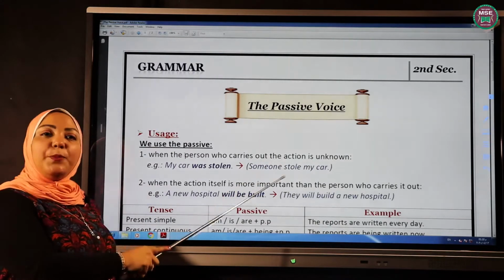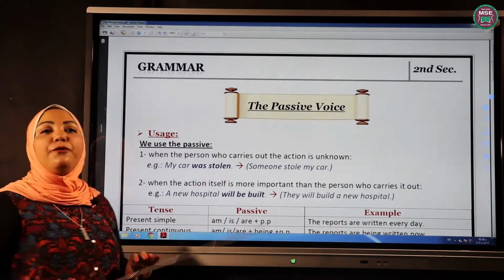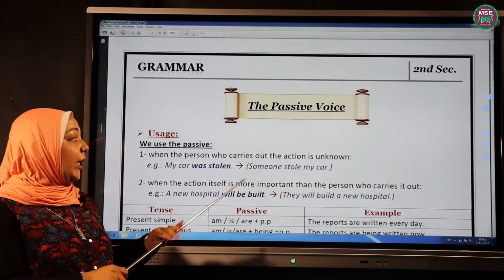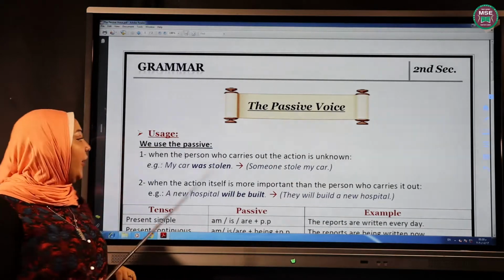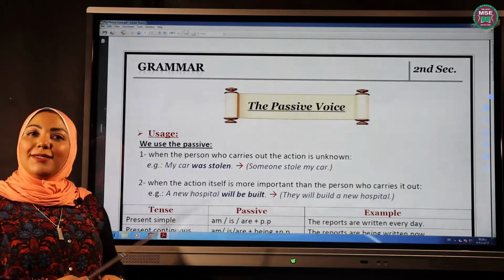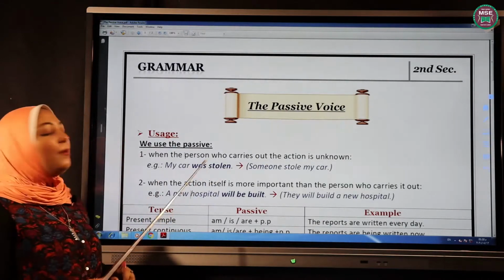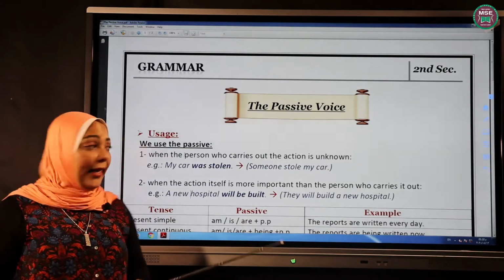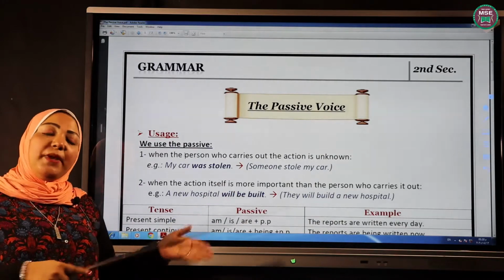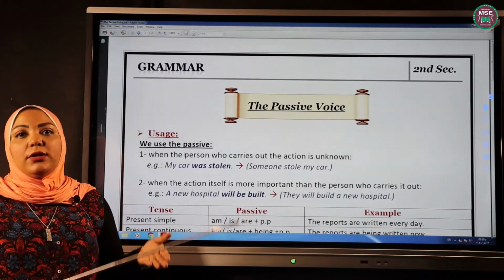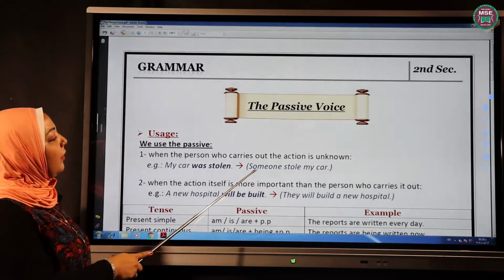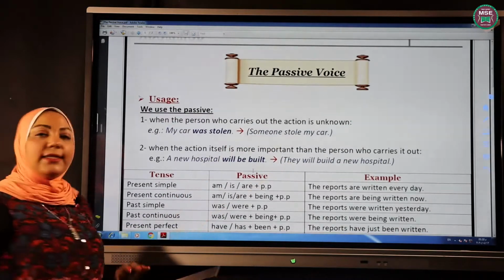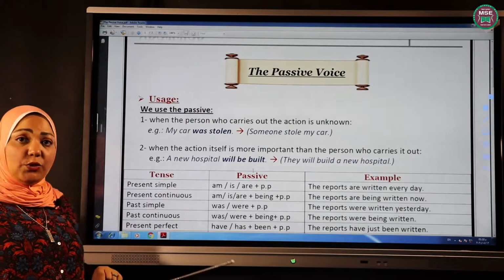We bring the past participle of the main verb, which is steal. Here is stole, and the PP, stolen. Very good. So my car was stolen. And this is the form of the passive voice. Okay? Of course, we are not going to say by someone because we are not actually aware of the doer of the action.